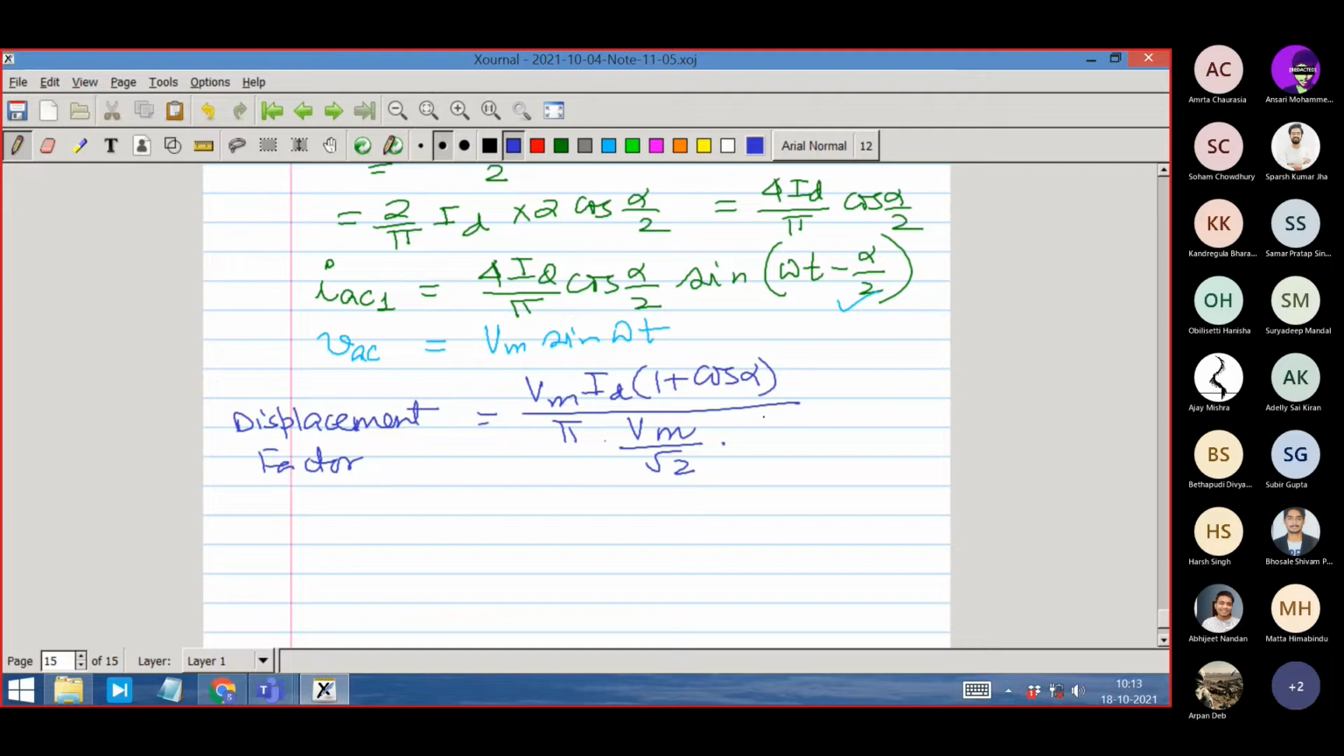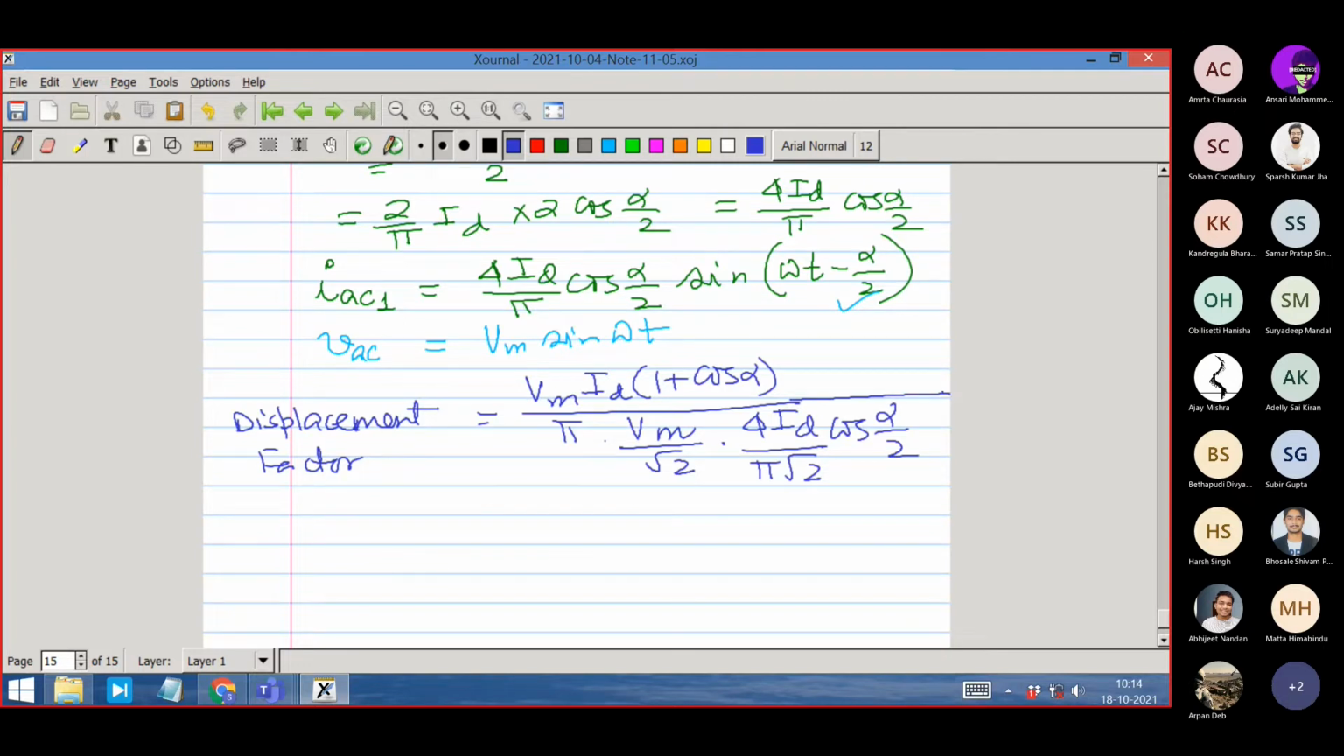And what is the current? Current is 4 Id by pi into root 2, right? Cos of alpha by 2. That is the RMS value of the fundamental component of the current.